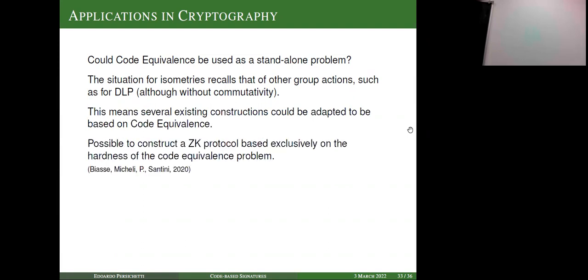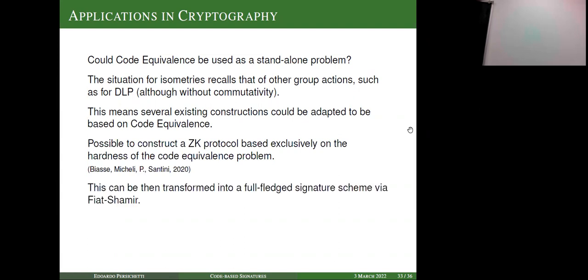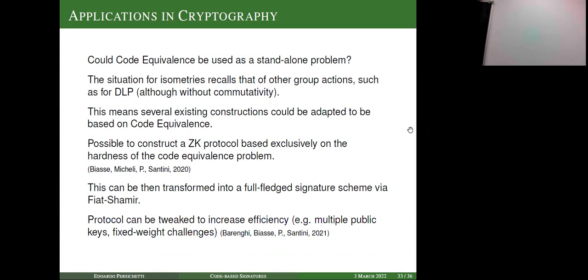For example, we can build a zero knowledge protocol using the code equivalence problem. This is what we did in 2020. It's the last protocol. And then, of course, when we have that, we can transform it into a signature with Shamir. And then we added some tweaks to increase the efficiency, to increase the soundness again. So we use multiple public keys. We can use fixed weight challenges. There's a bunch of computational tricks that you can do here.